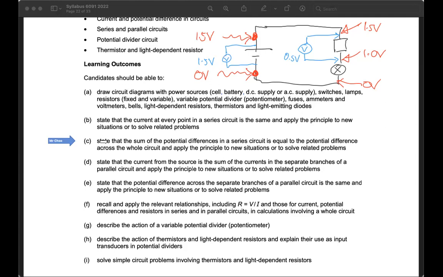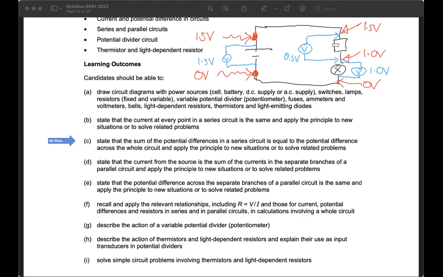Okay, so let me talk about point C. Point C states the sum of the potential difference in a series circuit. What does this mean? If I were to draw another voltmeter here across the bulb, this voltmeter will show you 1.0 volt of potential difference. And this voltmeter will give you a reading of 0.5 volt across this resistor. So far, any question for me?